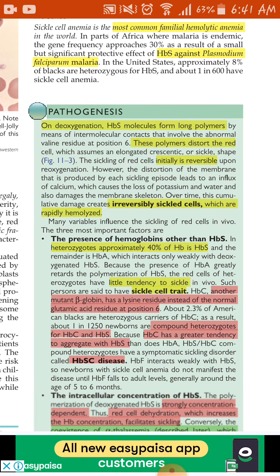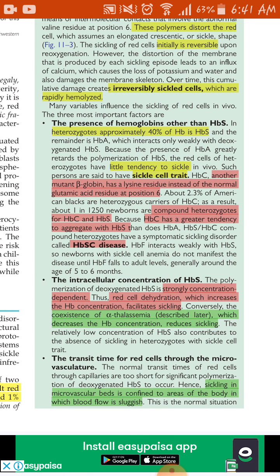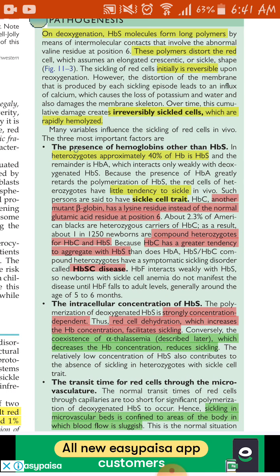Now, there are many factors which affect the sickling of red blood cells inside the body of a person. Number one, the presence of hemoglobin other than hemoglobin S.